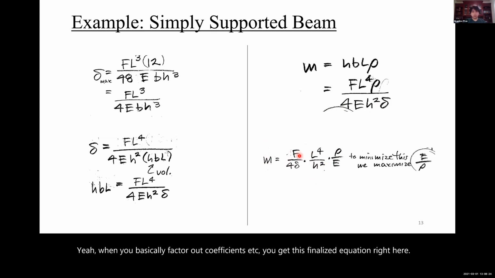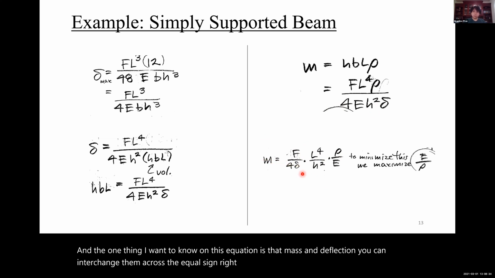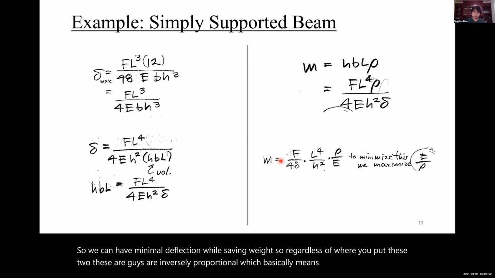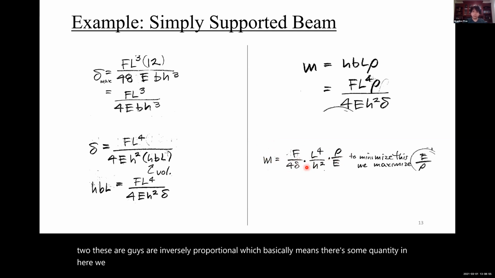The one thing I want to note on this equation is that mass and deflection can be interchanged across the equal sign. Our goal is to minimize both of these, so we have minimal deflection while saving weight. Regardless of where you put these two, they are inversely proportional, which basically means there's some quantity in here we can affect that can decrease both of these at the same time, without having to deal directly with either of these two variables.